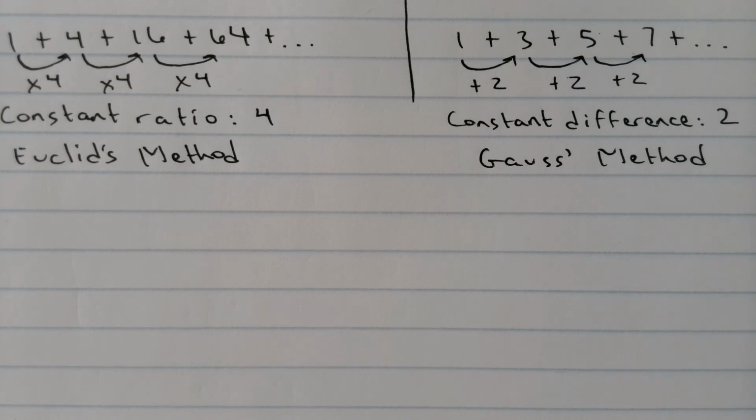And so when we're talking about constant difference, we're going to use Gauss's method. If we have a constant ratio in the series, we're going to use Euclid's method. So I hope that explains knowing which method to use, and you'll see some series where you'll have to determine that. So I hope that's helpful.